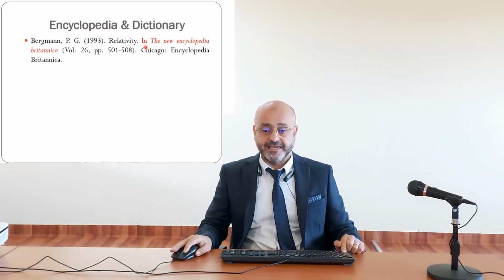What is interesting is that the name of the encyclopedia should be put in italics, the New Encyclopedia Britannica. And you have to mention the number of the volume. You can see that I have used here an abbreviation of volume. And whenever you have an abbreviation, make sure to use a full stop. So number of the volume, comma, then the pages, again an abbreviation, a full stop, and here 501 to 508 shows the pages where you can find this article, and of course the city and the house of publication.